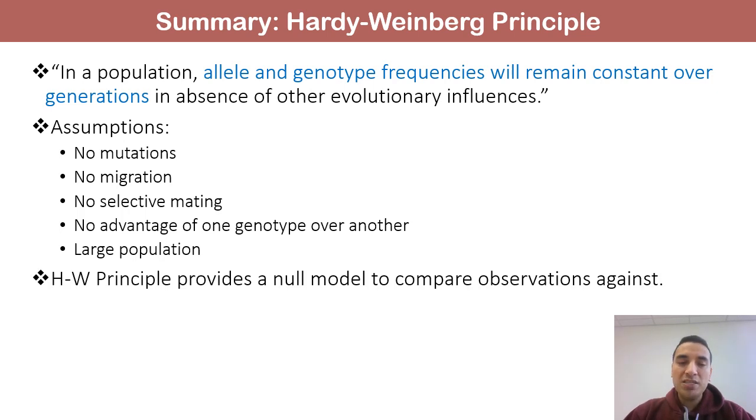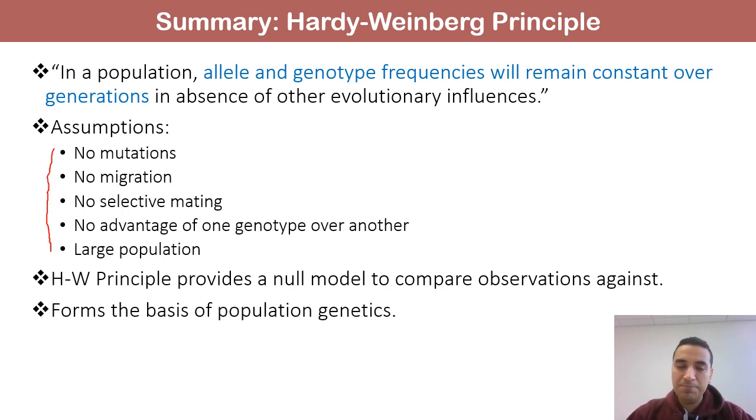Hardy-Weinberg principle provides a null model to compare observations against. If we see something that does not meet Hardy-Weinberg principle, then we can say, oh, one of those assumptions is not met. Which one is it? We can test that. It is actually also something that forms the basis of population genetics, and that is why it is very important to understand.